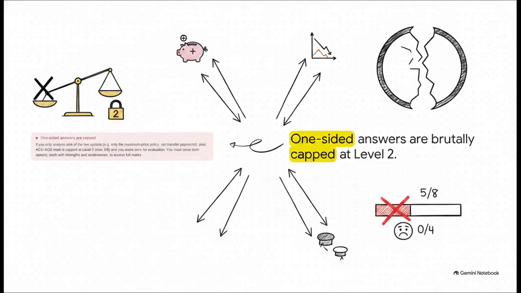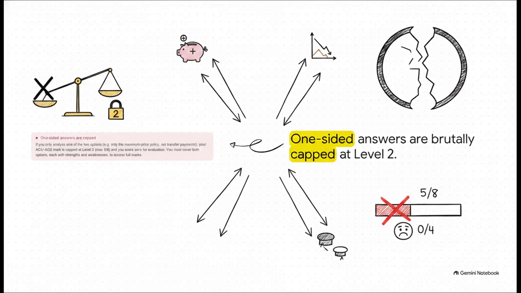Now, there is a devastating trap hidden right inside this rubric, and it catches countless unprepared students every single year. You might be sitting there thinking you can just write a brilliant, in-depth essay on just one of the options and still walk away with a decent score. Yeah, think again. The examiners have a strictly enforced rule. One-sided answers are severely capped.